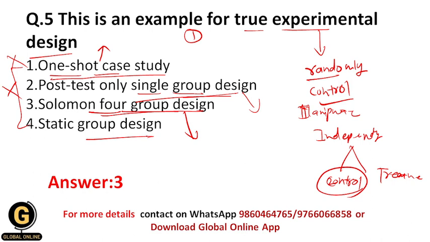And in the static group design, though we have two groups, one experimental and one control group, still there is no random assignment of the participants, and that's why this is not a true experimental research design. That's why the correct answer to this is Solomon 4 group design.